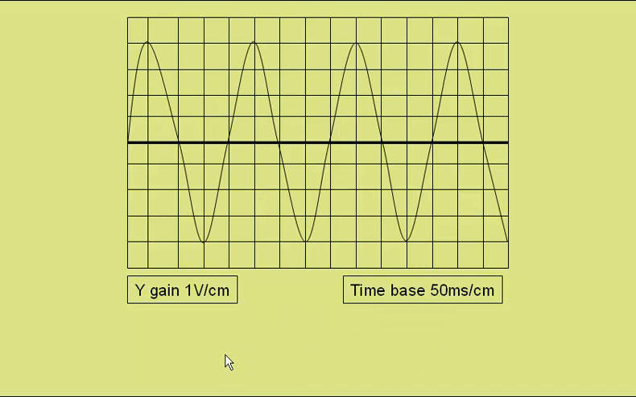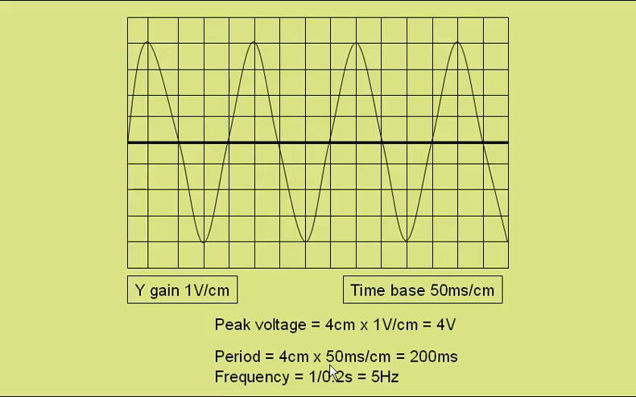Another supply, same setting here, 1 volt per centimeter, so the peak voltage now is 1, 2, 3, 4 centimeters at 1 volt per centimeter, meaning a peak voltage of 4 volts. The time period, well, now we can go from here, 1, 2, 3, 4 centimeters. So the time period is 4 centimeters at 50 milliseconds per centimeter, time period of 200 milliseconds, or a frequency of 1 over 0.2 seconds, which is 5 Hertz.